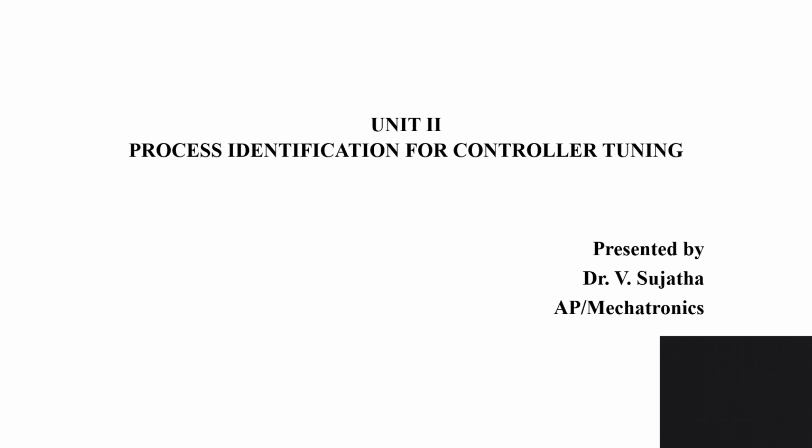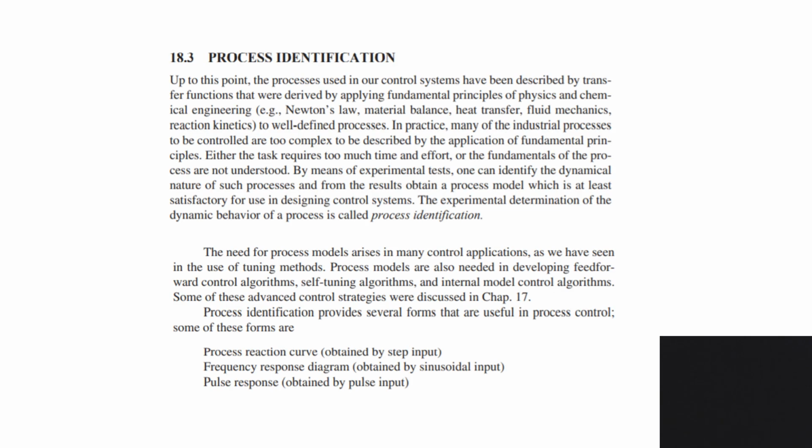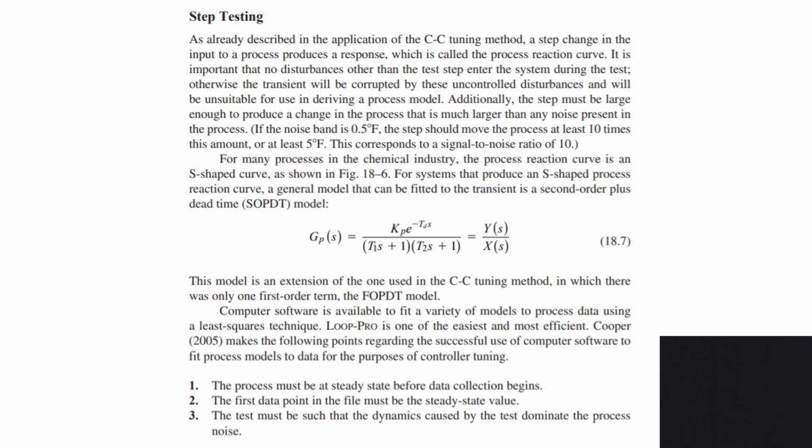Okay, so the three methods used for identifying the process, here you can see that. One is a process reaction curve, second is a frequency response diagram, and third is a pulse response. Okay, so it is very important to study the dynamic behavior of the process, and that is called process identification. Only by knowing the process can you design the controller using different controller setting rules. Okay, so first one is a step test.